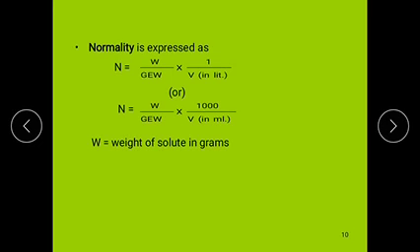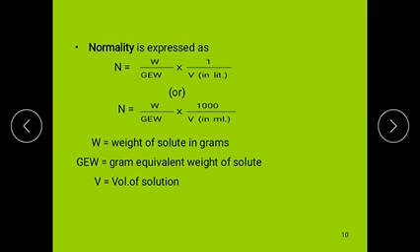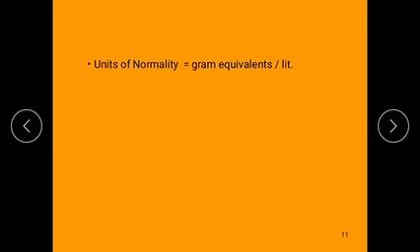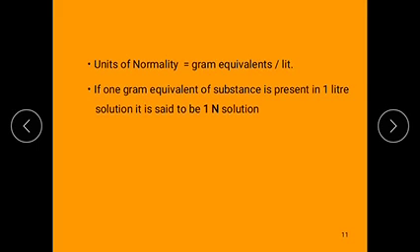Here W is the weight of the solute in grams. GW means gram equivalent weight of the particular solute in the solution. V is the volume of the solution. N, capital N, indicates the normality of the solution. The unit for normality is gram equivalents per liter, or it is denoted with capital N.